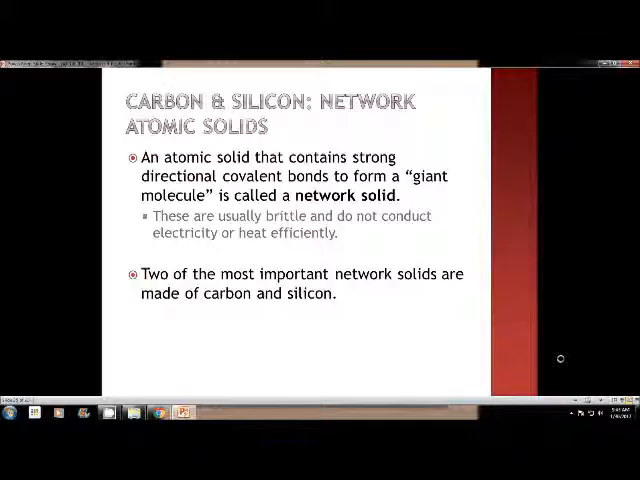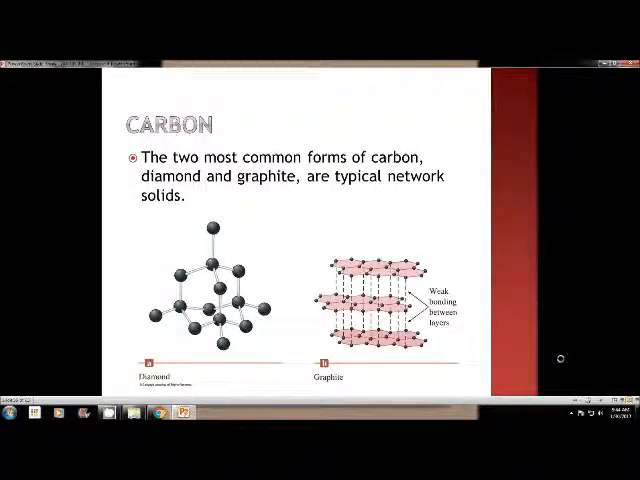We kind of saw these in our lab that we did prior to this. Carbon has two forms, diamond and graphite, and these are the two typical network solids. Diamond is a crystalline structure that has just carbon at all the lattice points that it forms, and it's a very strong substance.